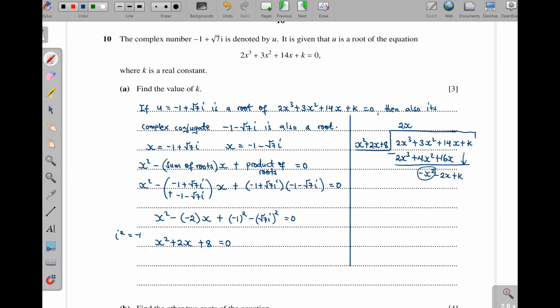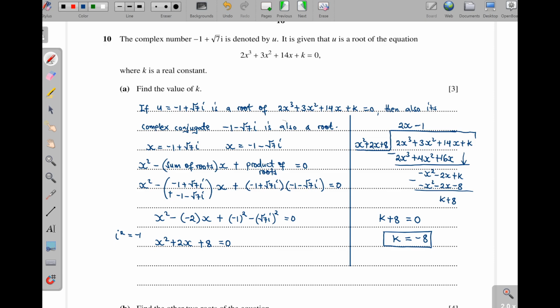Then negative x squared divided by x squared, you'll get a negative 1. Then the rest you multiply by that negative 1. So we shall get negative x squared minus 2x minus 8. Then when we subtract, this one disappears, this one disappears, then we have k minus minus 8. So that means the remainder here is k plus 8, okay? So like I said, since this one is a factor, then the remainder has to be 0. So we shall get this k plus 8, then we equate it to 0, and then our k is going to be negative 8. And that is that.